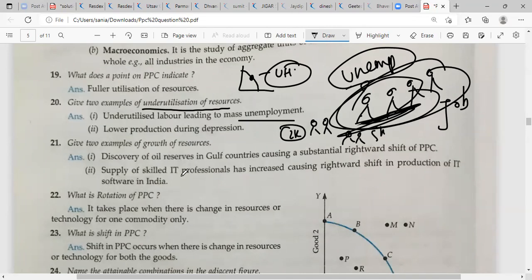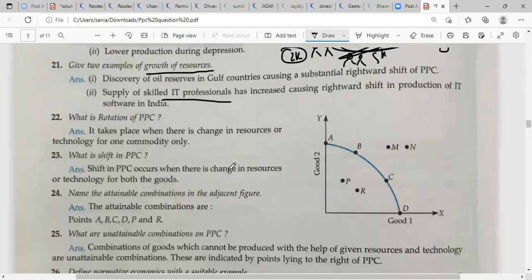Next, supply of skilled IT professionals causing a rightward shift. Basically, IT professionals came to your country, right? So what will happen? Your IT sector will improve, and that is also a growth in resources. We discussed that if you leave the country, that is a reduction in resources. But if someone comes to our country, or you come back to our country, that will be growth in resources. Clear? Yes, ma'am.